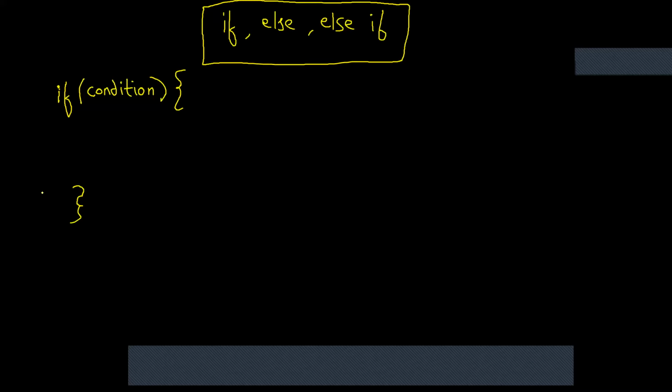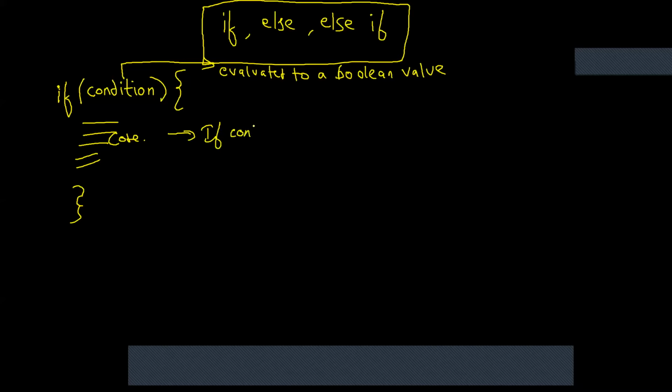What this condition is, this will be something that is evaluated to a boolean value. You know what a boolean value is, right? True or false. So this is something that will be returning a boolean value. I'll tell you how to write a condition, but right now trust me, there's something called a boolean value that will be written. If this condition is true, you will write some code here. If the condition is true, meaning the boolean value it returns is true, then this code will run.